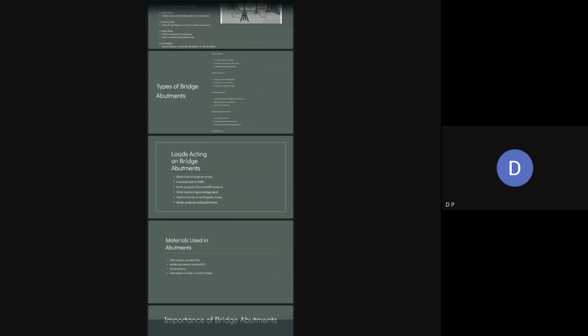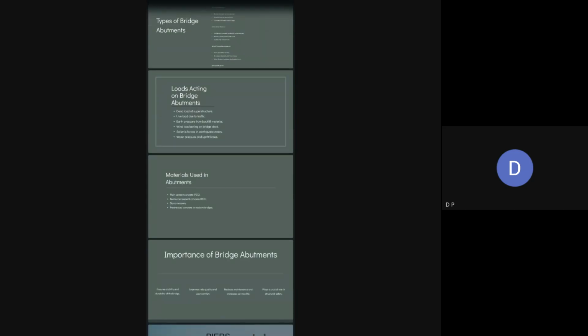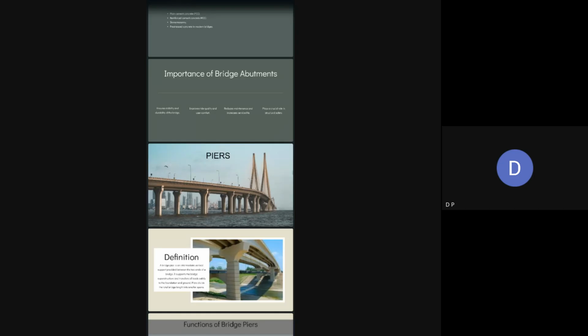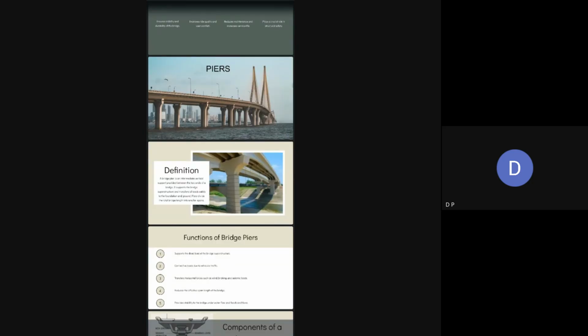Then loads acting on bridge abutments: dead load, live load due to traffic, earth pressure from backfill material, wind load acting on bridge deck, seismic forces in earthquake zones, water pressure and uplift forces. And materials used in abutments: plain cement concrete, that is PCC, reinforced cement concrete RCC, stone masonry, pre-stressed concrete in modern bridges. Importance of bridge abutments: it ensures stability and durability of the bridge. It improves ride quality and user comfort, reduces maintenance and increases service life, and last is it plays a crucial role in structural safety. And the next component of the bridge is piers.